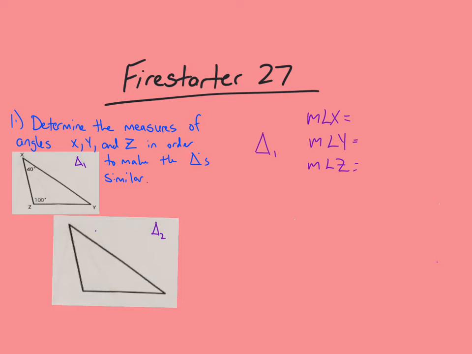In hindsight, I should have made this, we'll call this A, B, and C, instead of x, y, z. Probably a better question. So I want the measure of angle A, the measure of angle B, the measure of angle C. Alright.